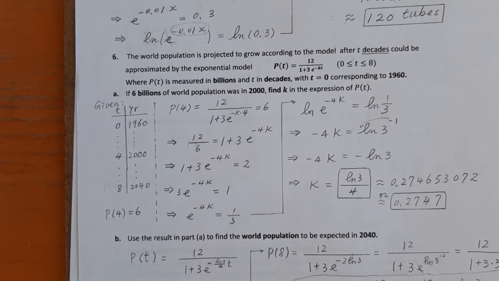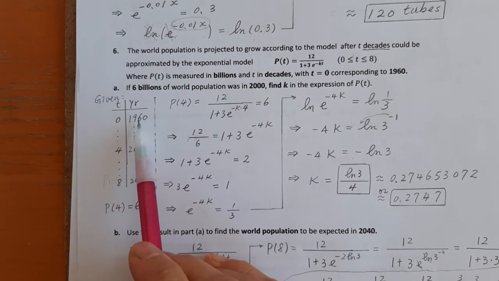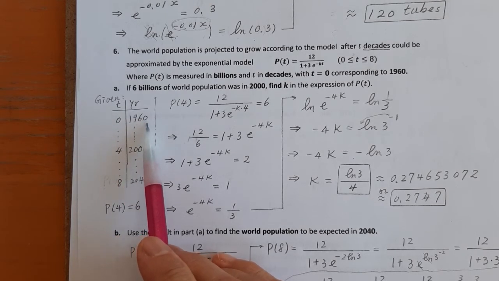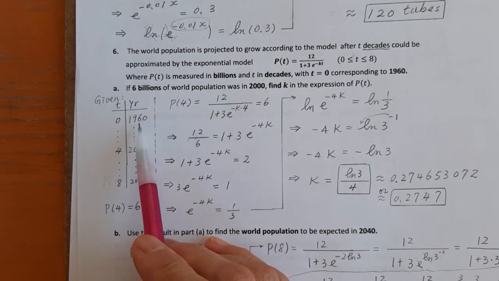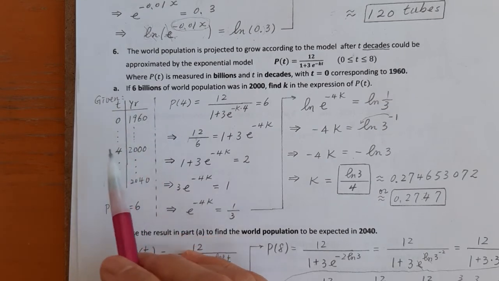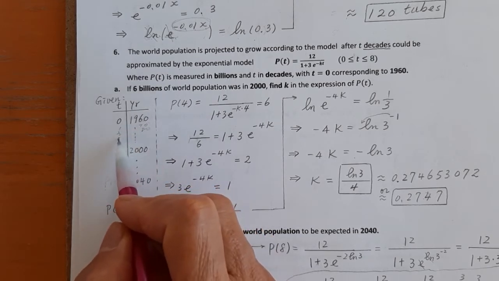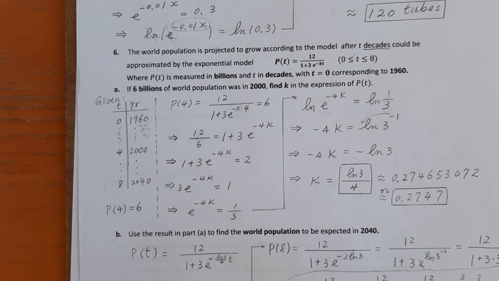So first of all, you have to figure out what t is for 2000. Since t equals 0 corresponds to 1960, 2000 minus 1960 is 4 decades, so t should be equal to 4. t equals 1 is 1970, t equals 2 is 1980, t equals 3 is 1990, then t equals 4 is 2000. So t equals 4.